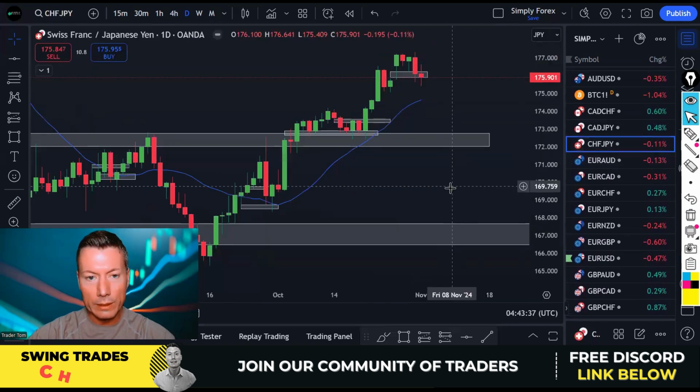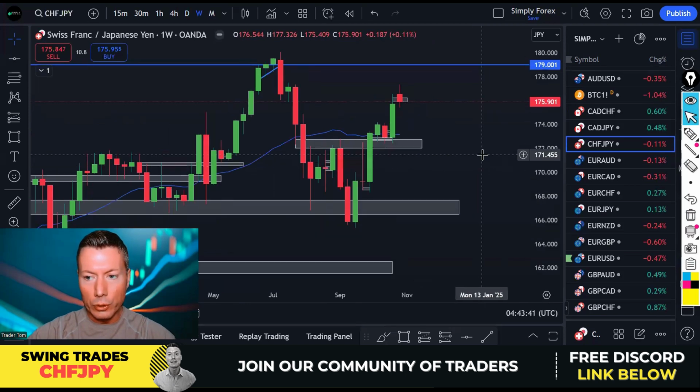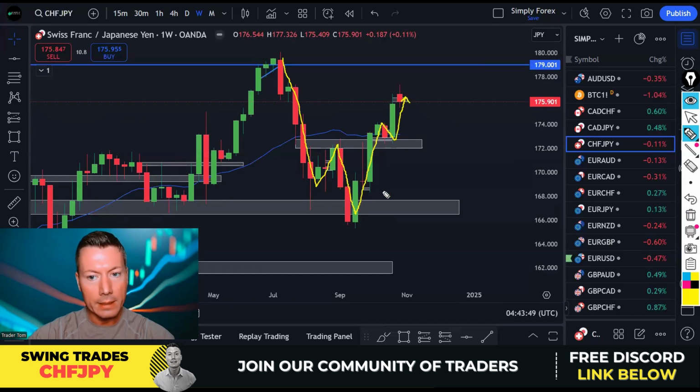So if we start with Swiss franc yen, let's go back to the weekly chart. You can see we were in this downtrend on the weekly, and now we're firmly in this uptrend. I know we have a bit of a bearish candle here, but look at this candle, super bullish, right? And we've got a lot of room to move into. There's no real levels through here stopping it getting up to here.